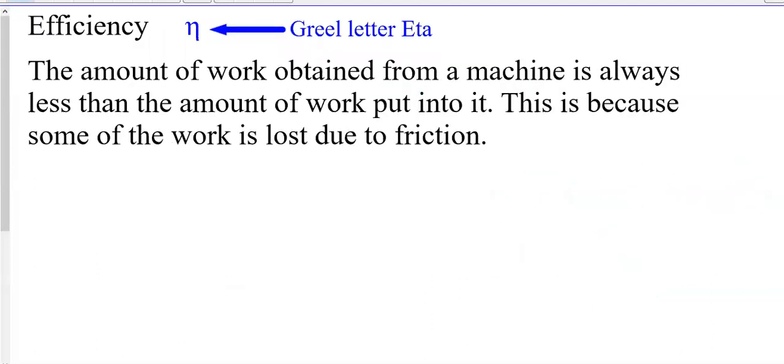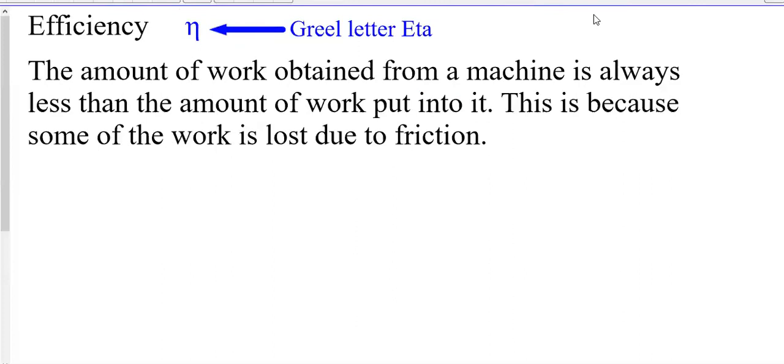So almost the last little bit of this lesson will be about efficiency. We're going to use the Greek letter eta, pronounced ETA, eta. It's a fancy looking N, so N with an extra little bit of a tail if you want to think of it that way. It's the amount of work obtained from a machine.